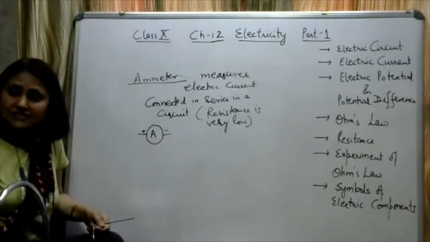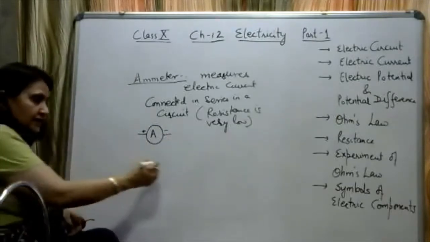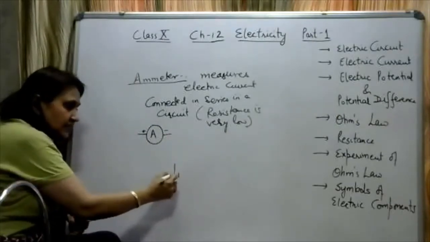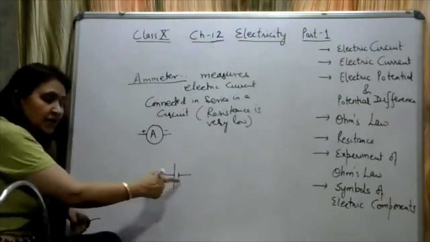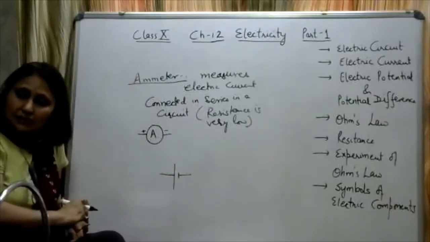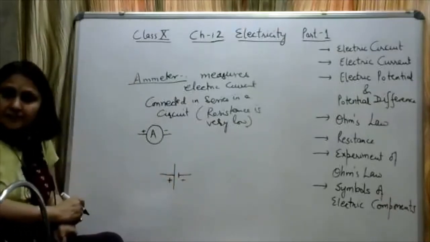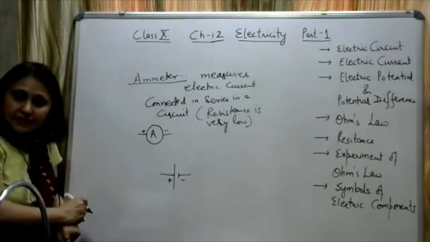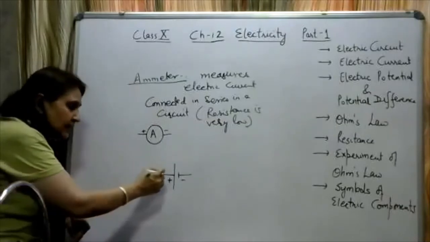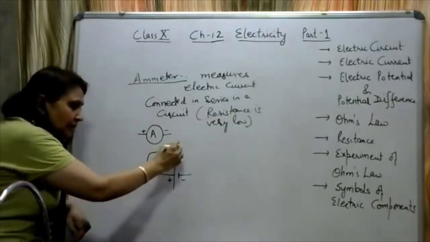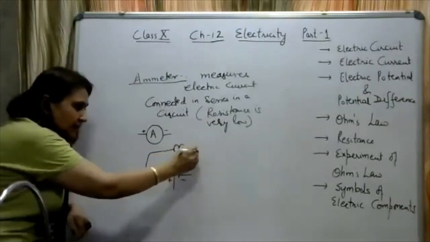Let us draw one schematic diagram. Let us take here a single cell. This is the symbol for an electric cell. Two parallel lines, one longer and the other shorter. The longer one is the positive terminal. The shorter one is the negative terminal. Okay, it is connected to a bulb. Let this be an electric bulb.